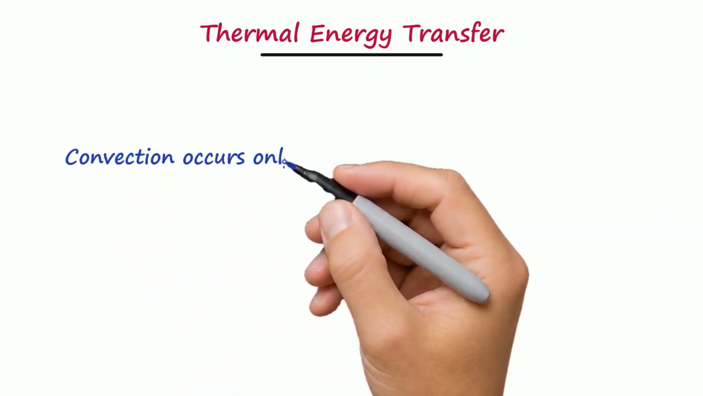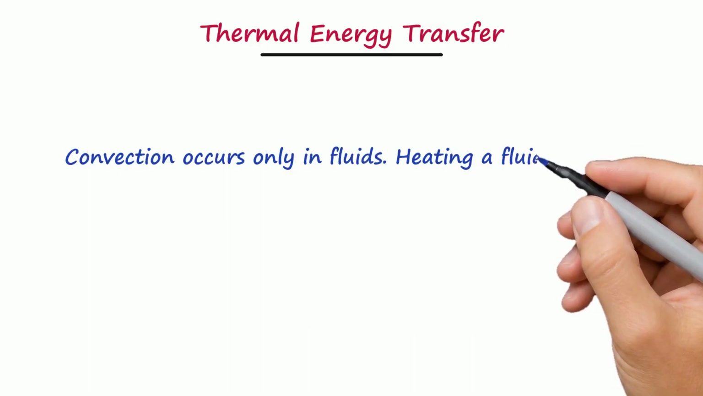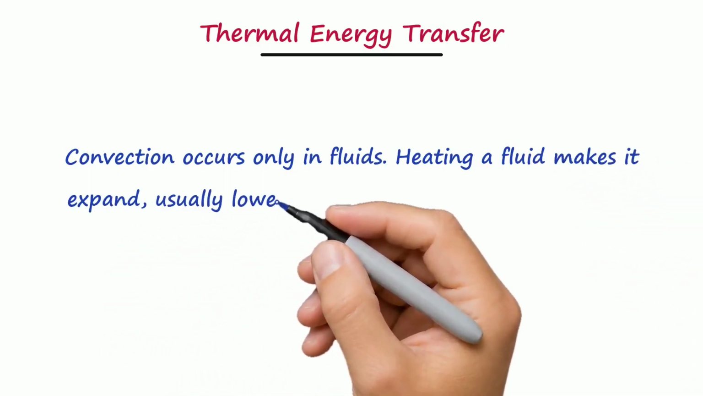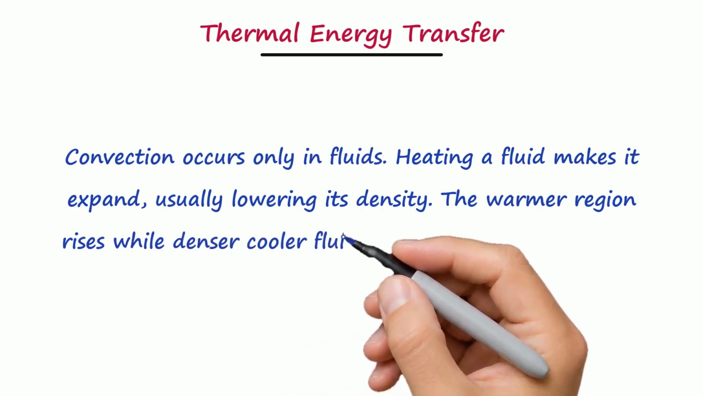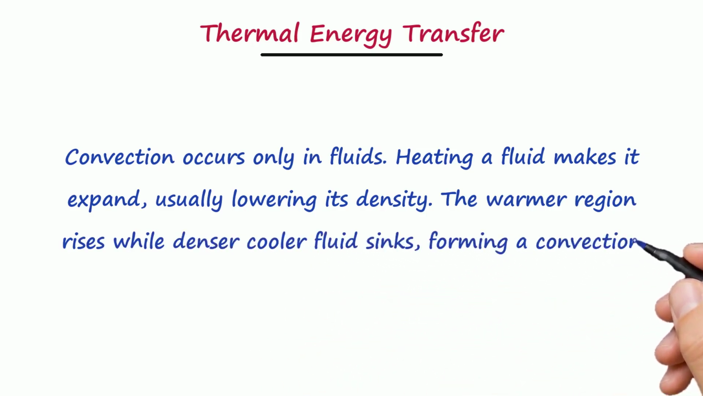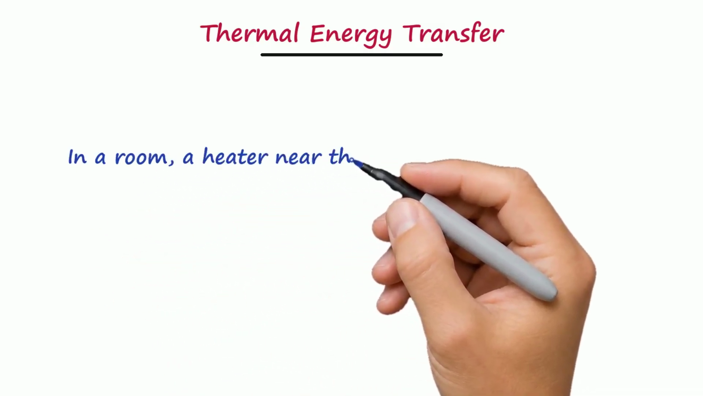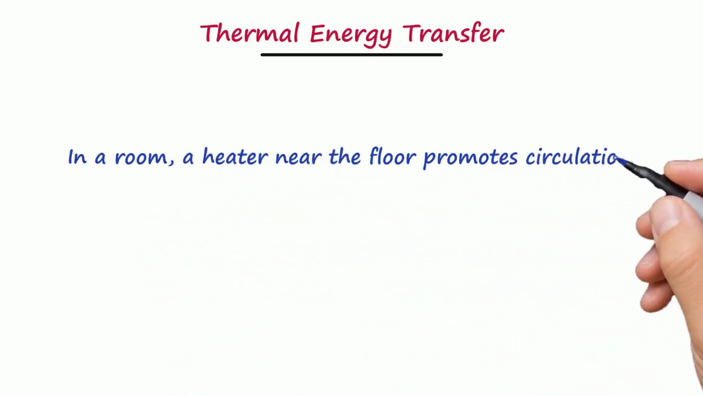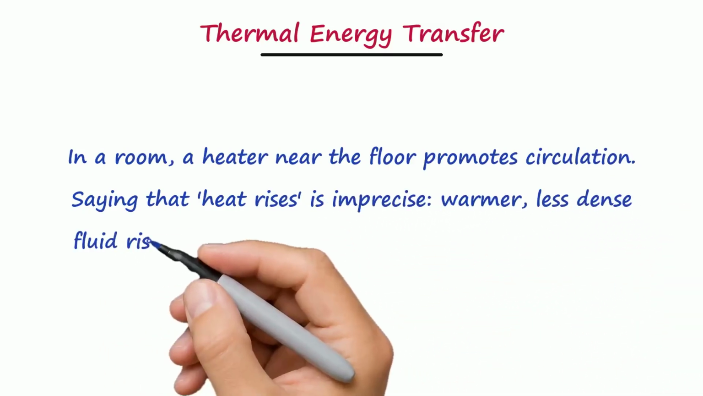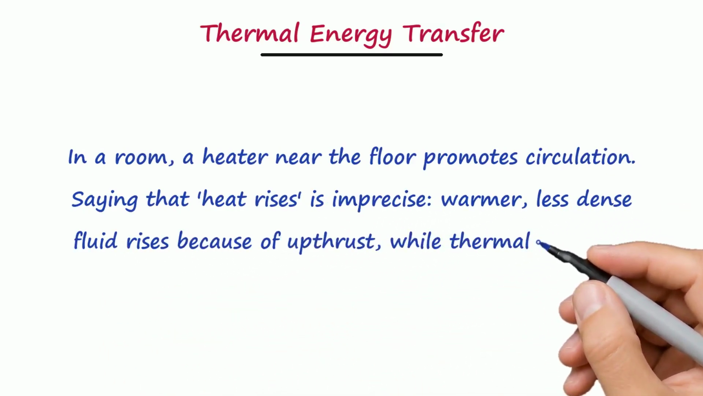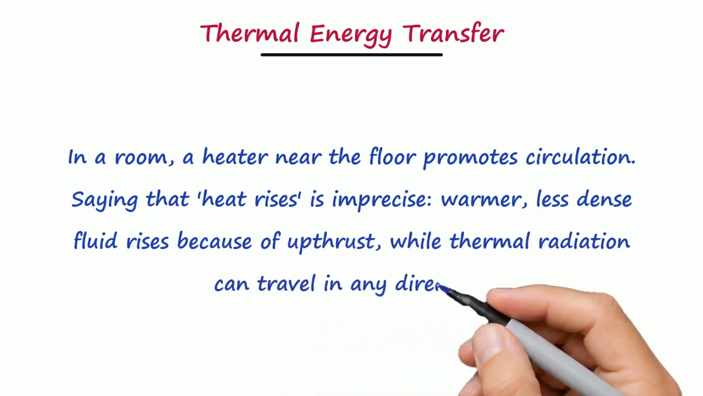Convection occurs only in fluids. Heating a fluid makes it expand, usually lowering its density. The warmer region rises while denser cooler fluid sinks, forming a convection current. In a room, a heater near the floor promotes circulation. Saying that heat rises is imprecise. Warmer, less dense fluid rises because of upthrust, while thermal radiation can travel in any direction.